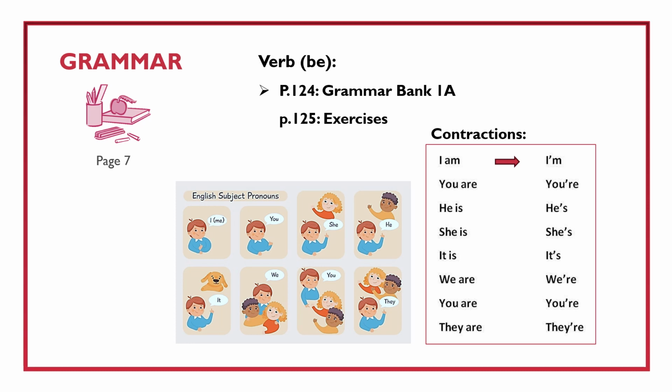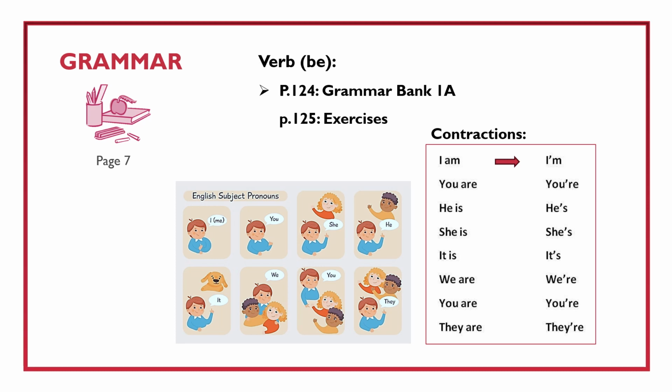So before we start, please look at part A. Complete the sentences with apostrophe M, apostrophe S, or apostrophe RE. You have to refer to the conversation you listened to in the previous section. Please do this.